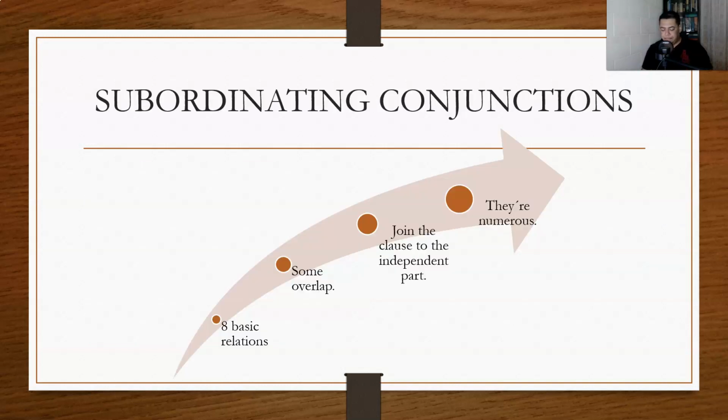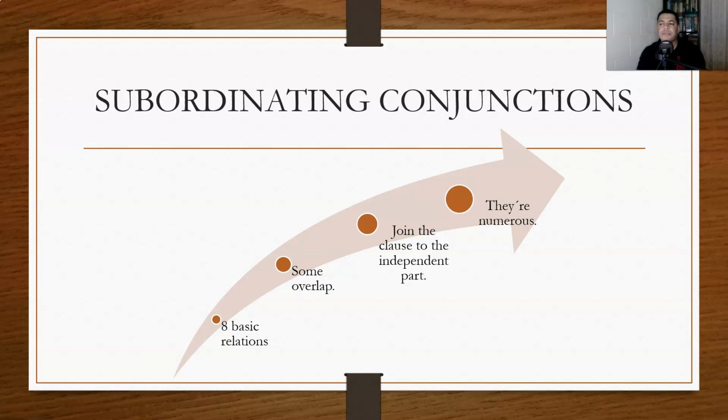Now, as you know, all clauses are introduced by specific words. We have the case of relative clauses that are introduced by relative pronouns and relative adverbs. We have the case of noun clauses that are introduced by interrogative pronouns, interrogative adjectives, interrogative adverbs. They are introduced by a couple expletives as well.